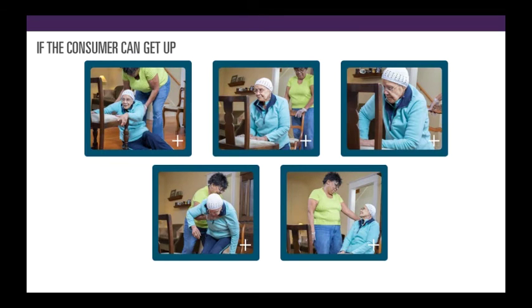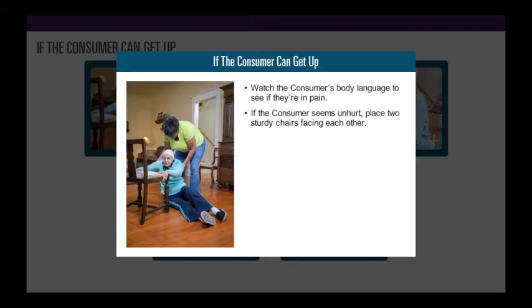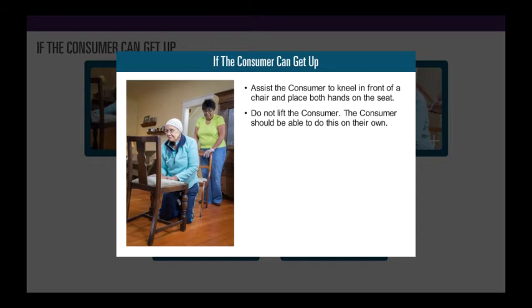Let's learn how to assist a consumer who can get up after a fall. Watch the consumer's body language to see if they're in pain. If the consumer seems unhurt, place 2 sturdy chairs facing each other. Assist the consumer to kneel in front of a chair and place both hands on the seat. Do not lift the consumer. The consumer should be able to do this on their own.